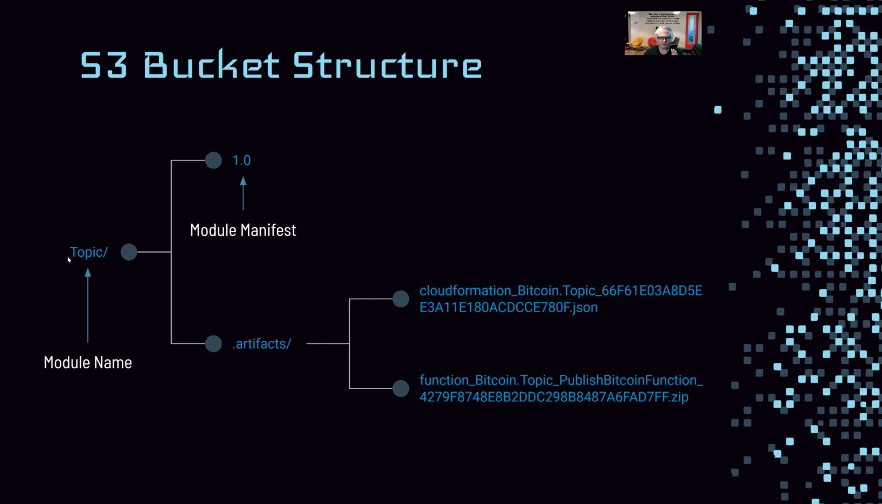We're looking at the Bitcoin.topic module. The topic part is the module name, and the Bitcoin prefix is called the module namespace. The manifest JSON file is stored in this case as 1.0. That is the file name of it.